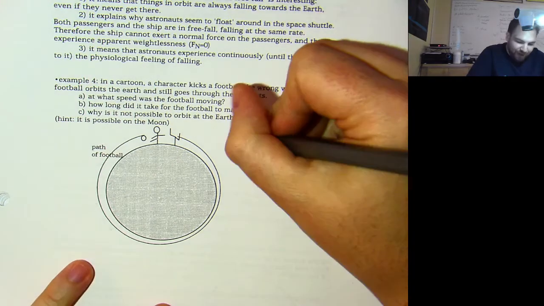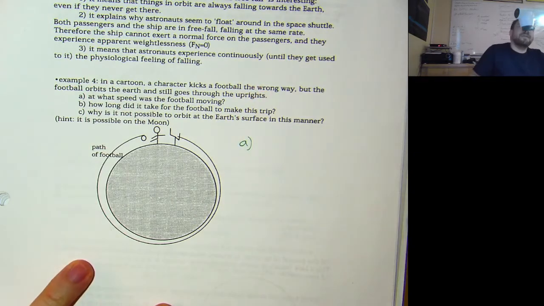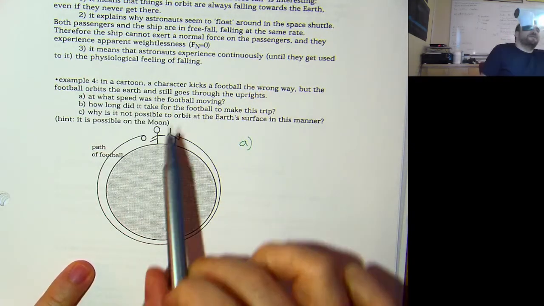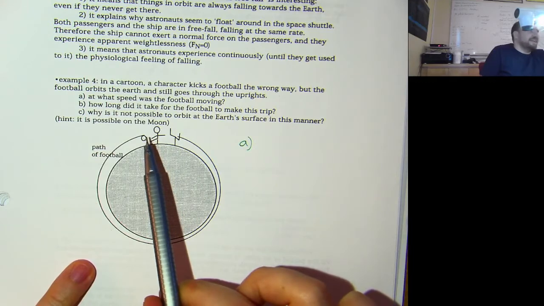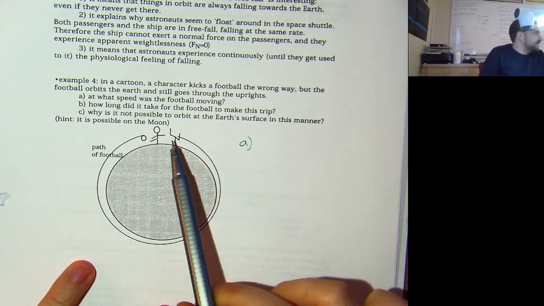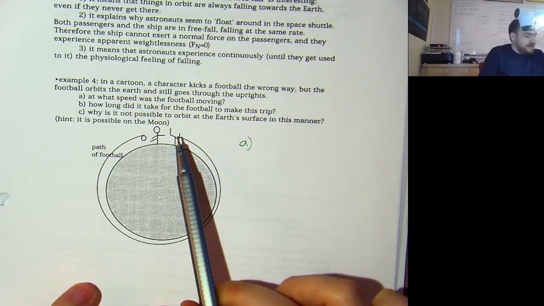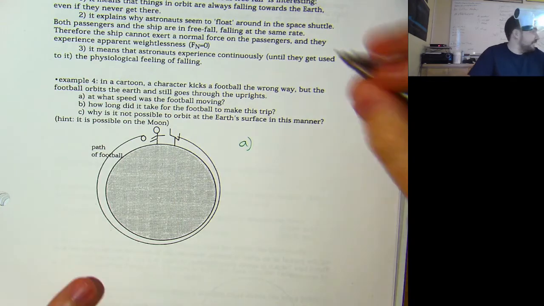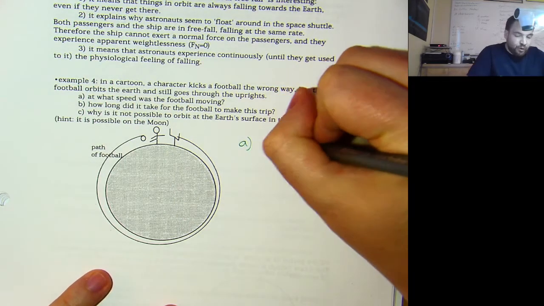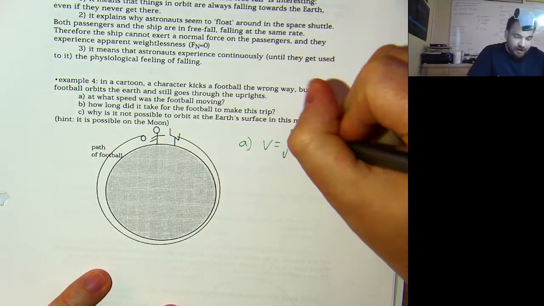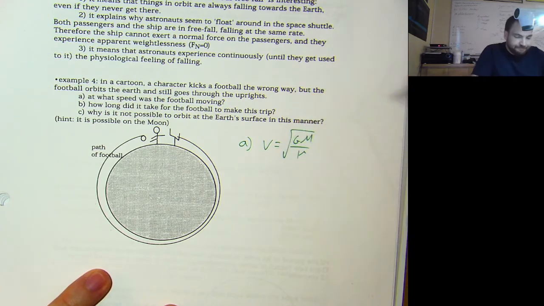Okay? Here we go. At what speed does the football move to kick it in the opposite direction, have it come around the other side of the Earth, and go through the uprights? The minimum speed we've already established for an object in orbit is v equals the square root of GM over r.